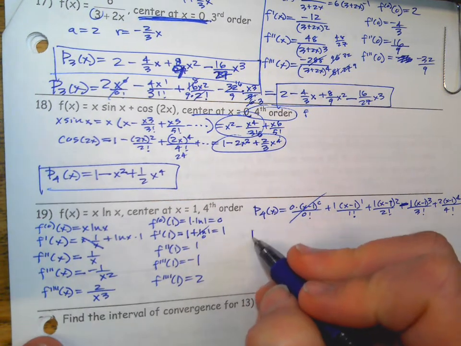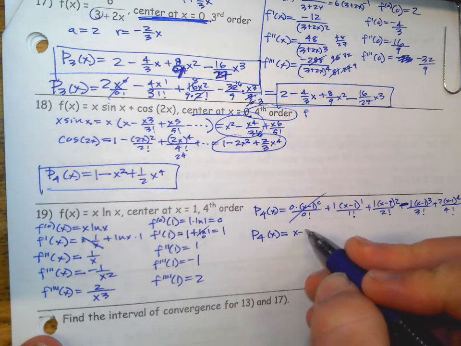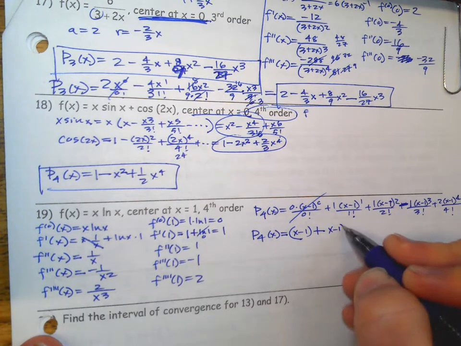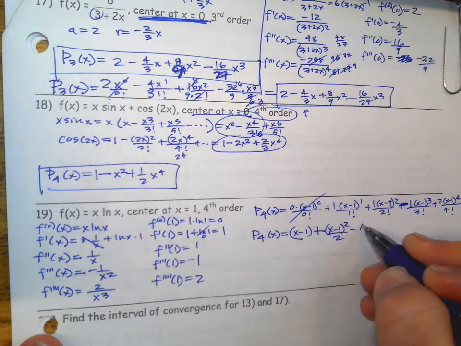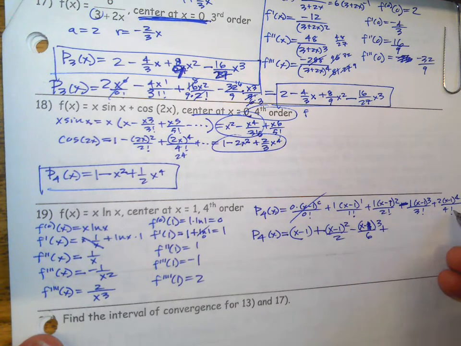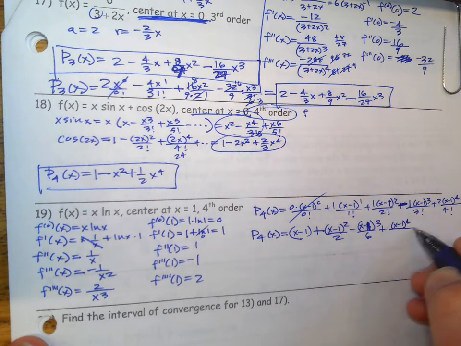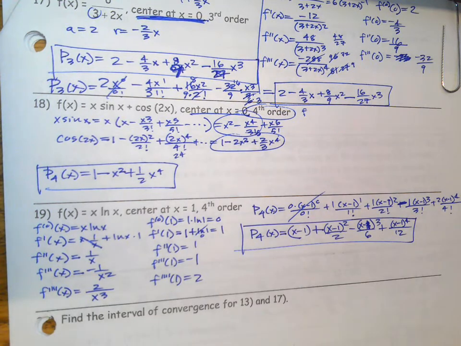So we could clean it up a little bit. X minus 1 plus x minus 1 squared over 2 minus x minus 1 cubed over 6 plus that's going to be 24. So it becomes 12. So we had to do it the long way that time, but it wasn't terrible.